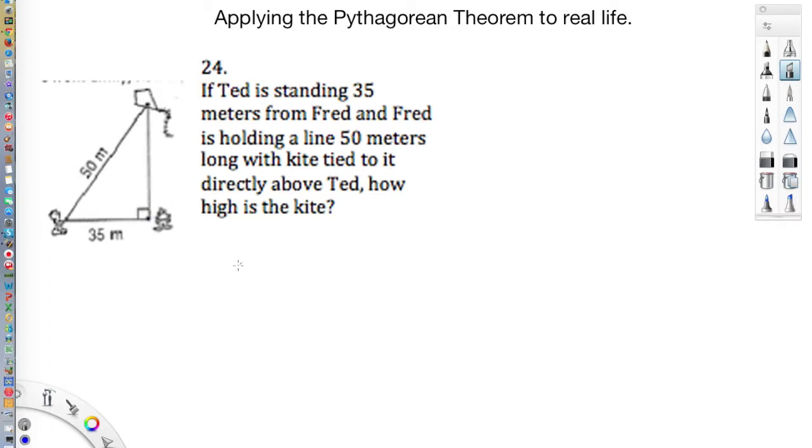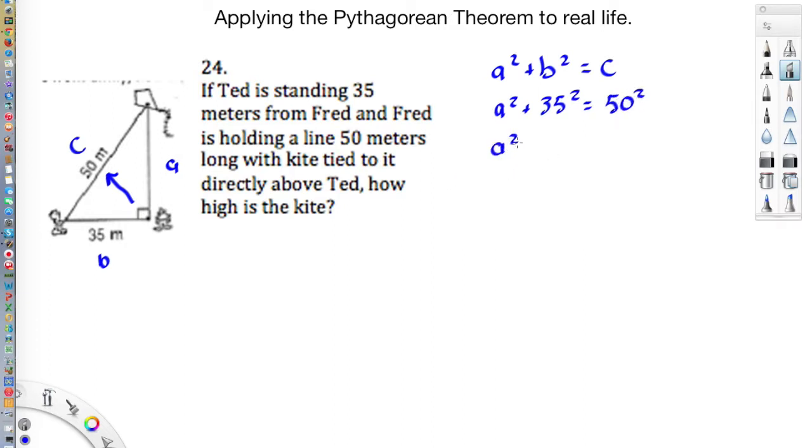And we're going to use the Pythagorean theorem. We'd say a squared plus b squared is equal to c squared. I'm going to call this A and this B, and this over here, that's my hypotenuse, so that would be C. Okay, A is unknown, B would be 35, and C would be 50.